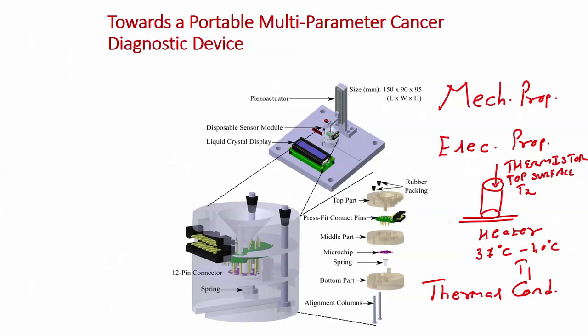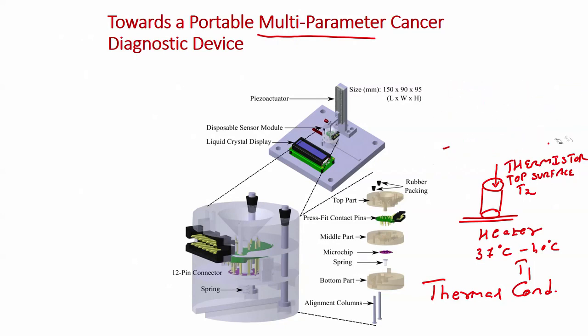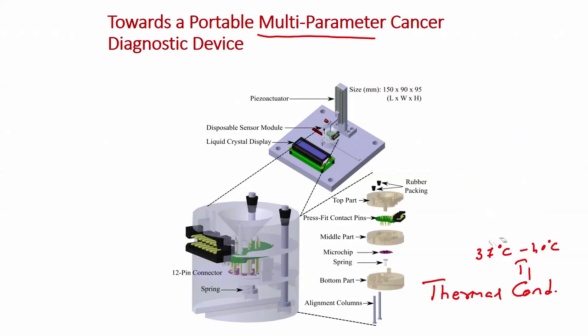In one sentence, we are measuring the mechanical, electrical and thermal properties of tissue. This is what I mean by multi-parameter. Measuring the electrical, mechanical and thermal properties of tissue in one go is a multi-parameter diagnostic device.